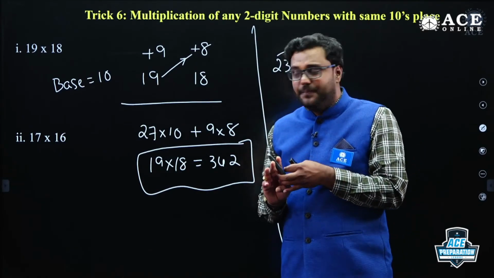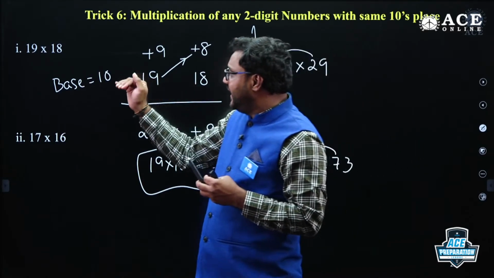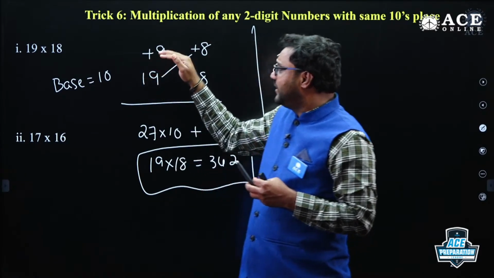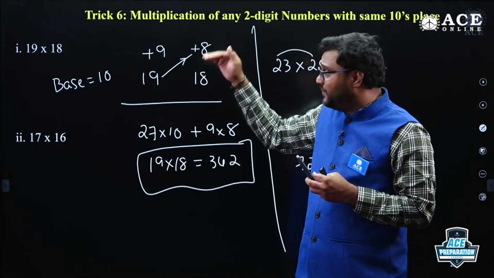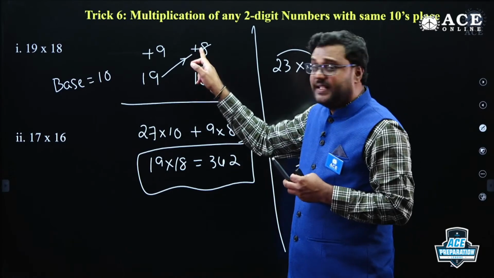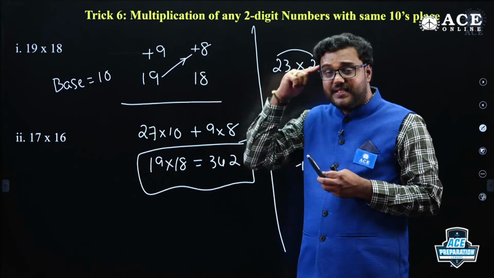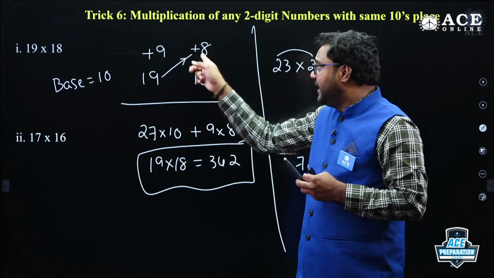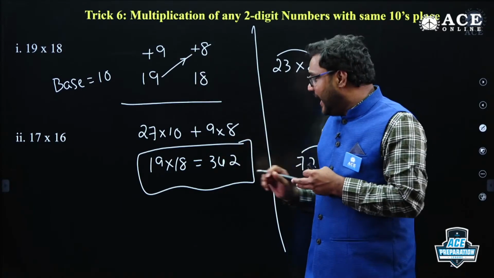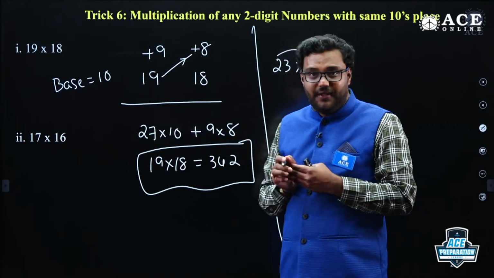Just try to understand the input. I am taking the base as 10. 19 is 9 more than 10. 18 is 8 more than 10. 19 plus 8 is 27. I've taken the base as 10, so 27 into 10 is 270. 9 into 8 is 72. Adding 270 and 72, we get 342.